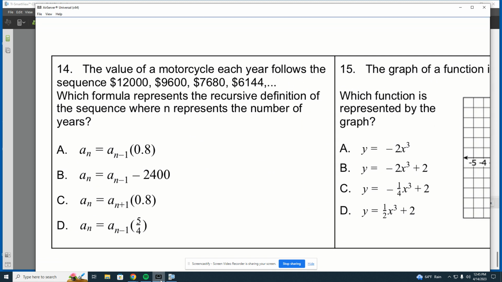Number 14, one, it talks about a sequence. Doesn't a sequence change the same way every time? But then what kind of sequence does it refer to the actual equation?